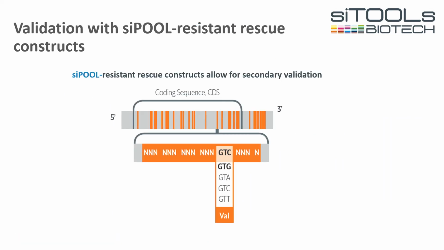As you might be wondering, how can I validate my siPOOLs? This can be done with a siPOOL-resistant rescue construct. siPOOL-resistant rescue constructs are designed by wobbling single bases at siRNA recognition sites, which is shown here in orange, until sufficient mismatch is reached to confer siPOOL resistance. When expressed with a DNA vector, the codon-optimized sequence will then rescue the loss-of-function phenotype induced by the co-administered siPOOL.